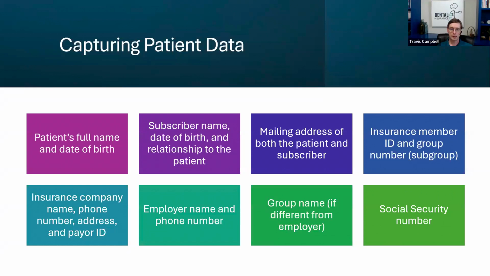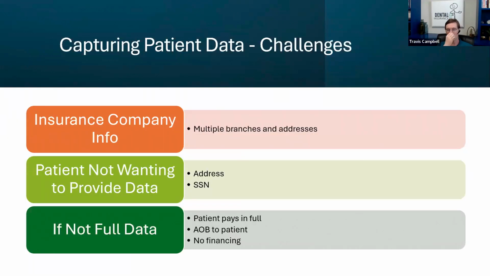So this is the whole list of things that you will need from the patient, which is why our intake forms tend to be fairly detailed on patient information. Now, the challenges with this, like I said, insurance companies, some of them have multiple branches, multiple addresses, and if you send it to the wrong branch, your claim will not get processed.